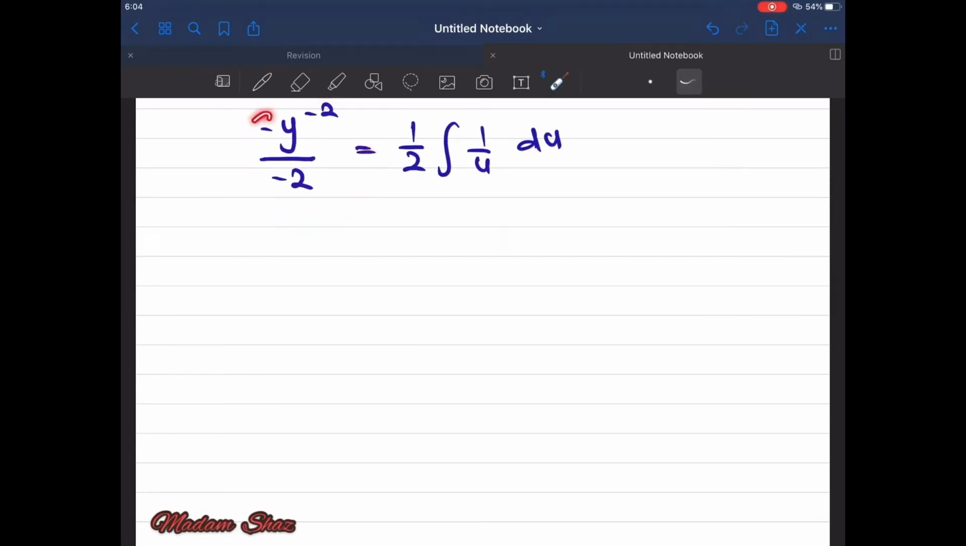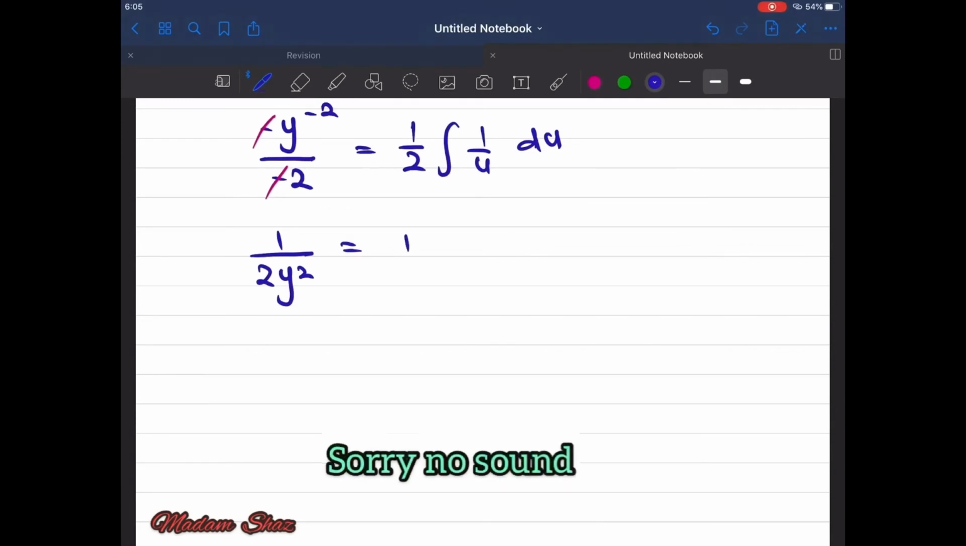Y^(-2) over negative 2: negative and negative can be cancelled out. And this y^(-2), we can change the position to the bottom side. So 1 over 2y squared is equal to 1 over 2 ln.